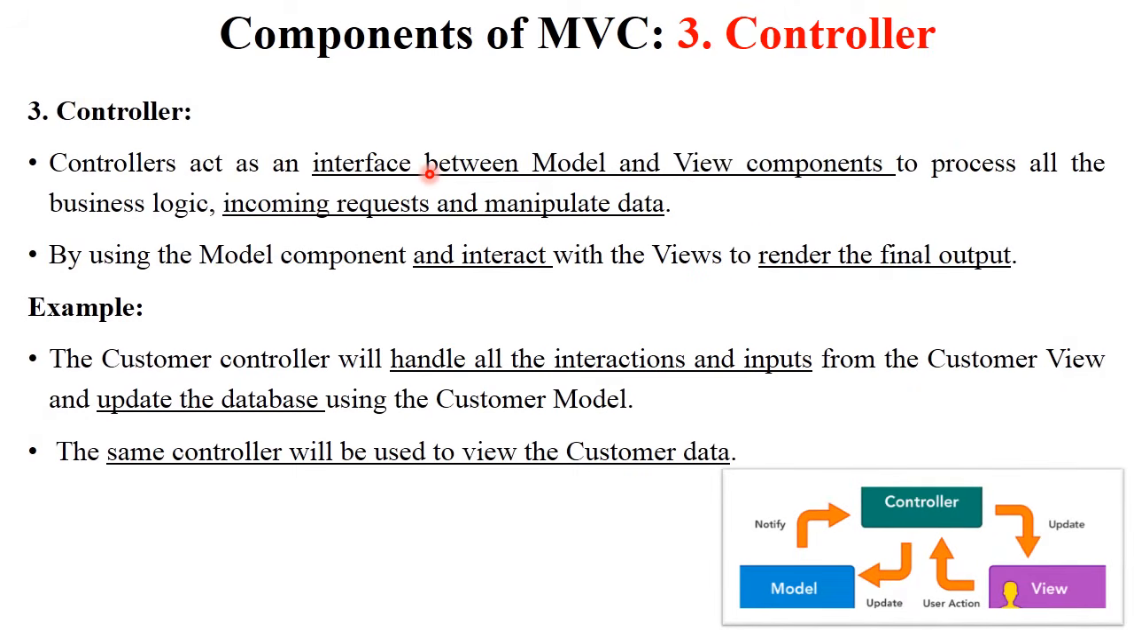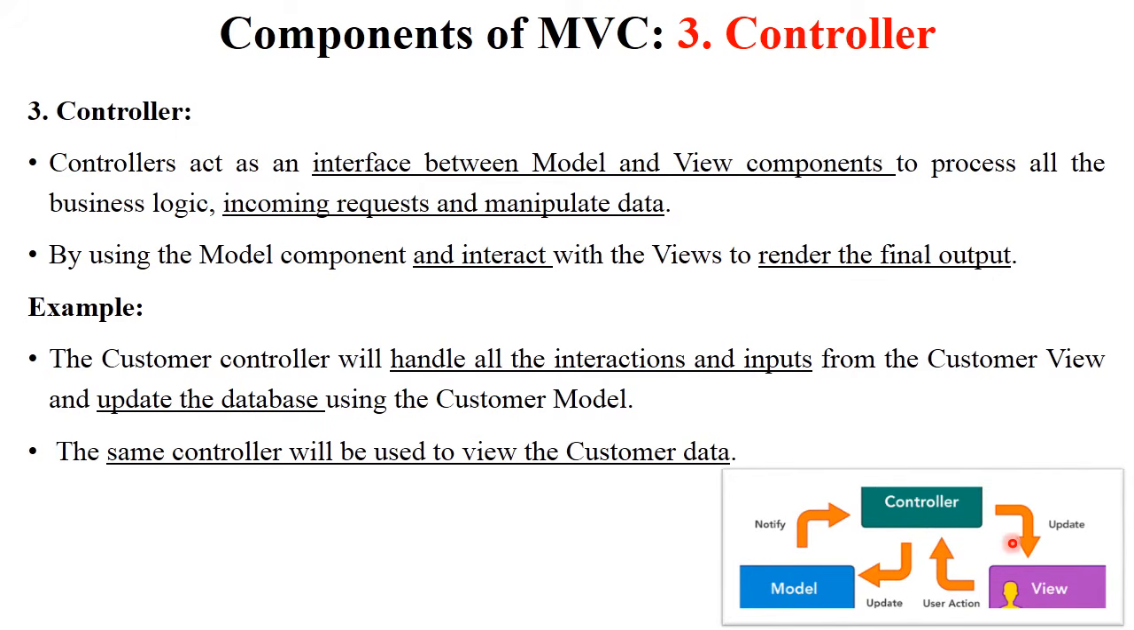The next and last component of MVC is the controller. So the controller simply means the interface between the model and view components. It processes all the business logic and incoming requests and manipulates the data by using the model component, and interacts with the views to render the final output.